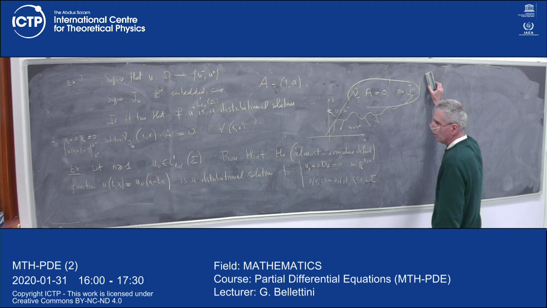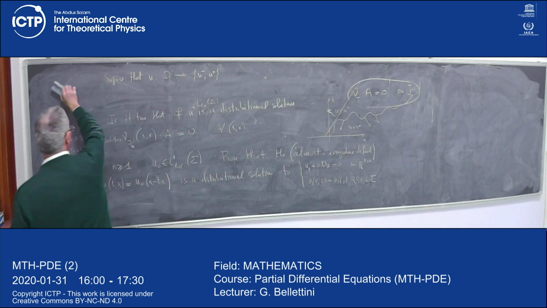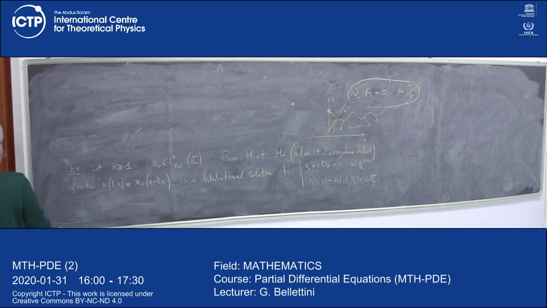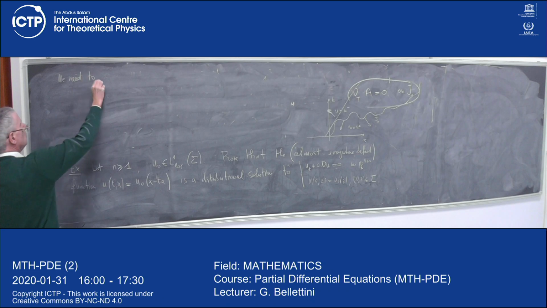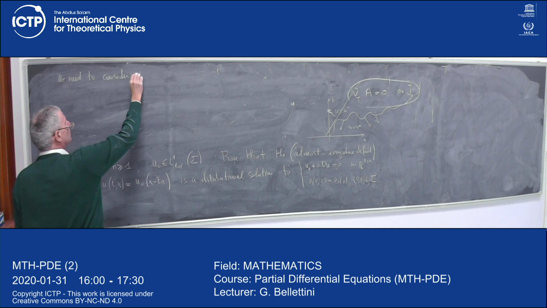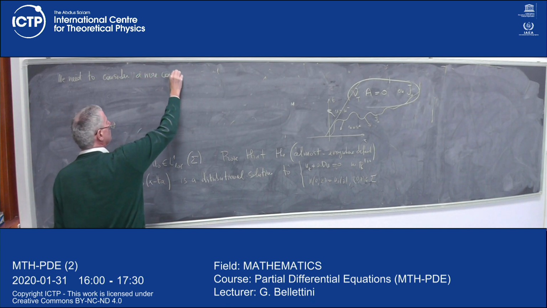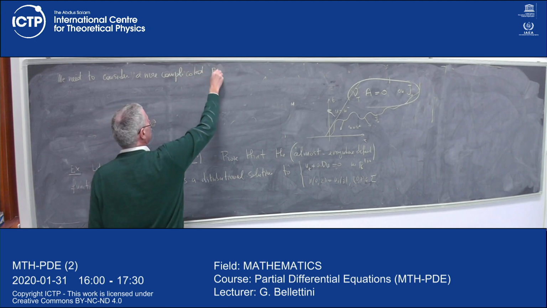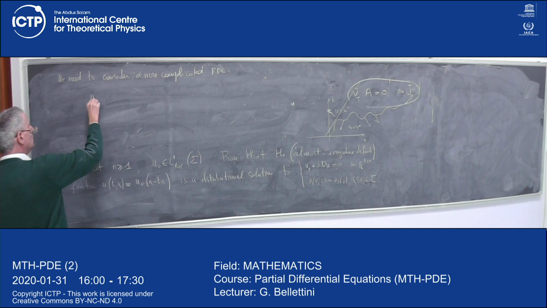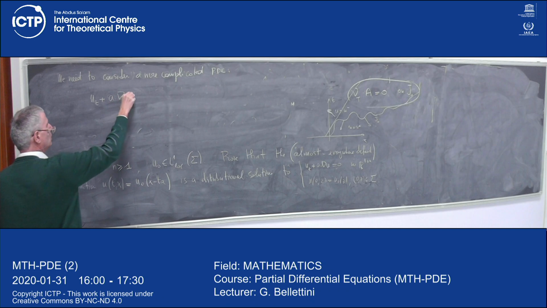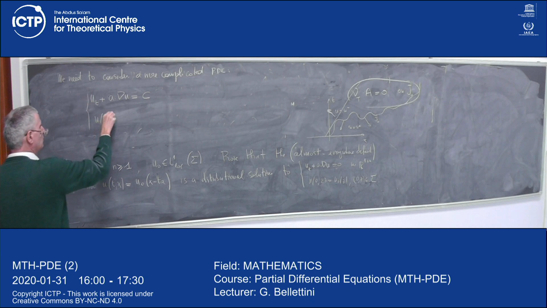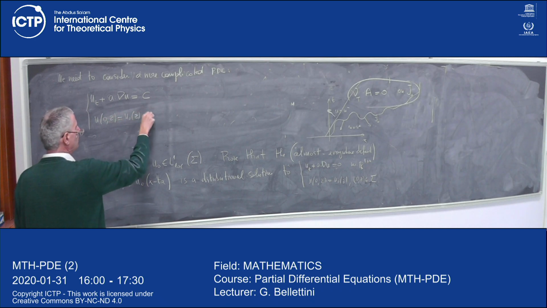Okay. If at least the statement of these exercises is clear, we can now generalize our PDE. So we need now to consider a more complicated PDE, still a transport equation, but we complicate the equation to the following form: ut plus a dot grad u equal c, and u of (0,z) equal u0(z) for the moment on sigma.